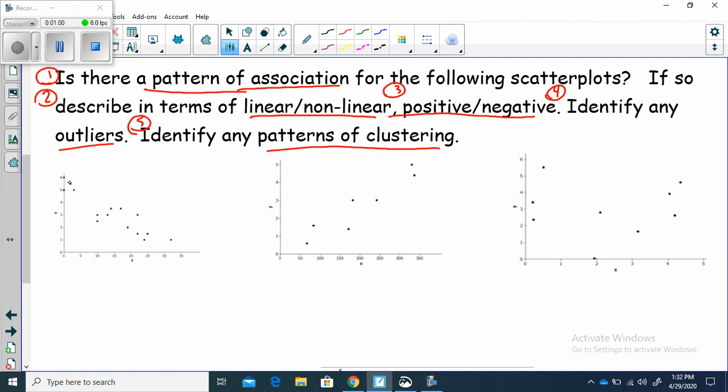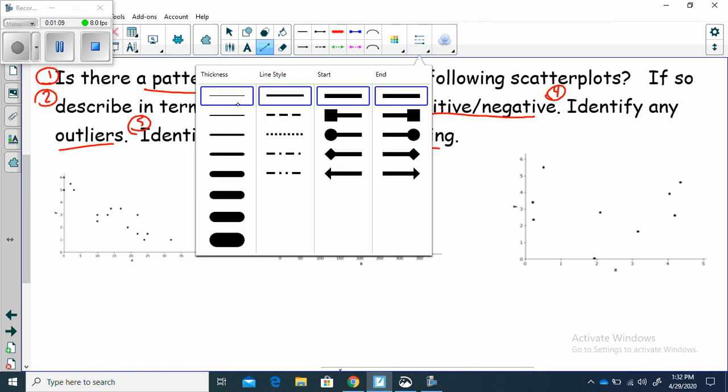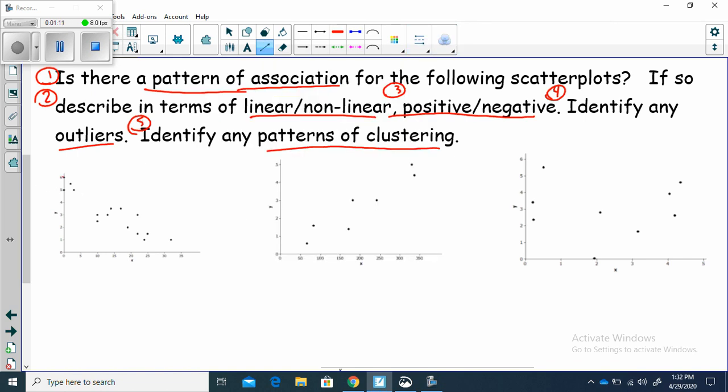Okay, is there a pattern of association? Yes, there is. This appears to be going down, doesn't it? Okay, I'm going to see if I can draw us a line through them. Yeah, it appears to be going down. It appears to kind of fit a linear thing. So let's see. Yes, there's a pattern of association. If so, describe in terms of linear. I would say linear. Negative, it's going down.